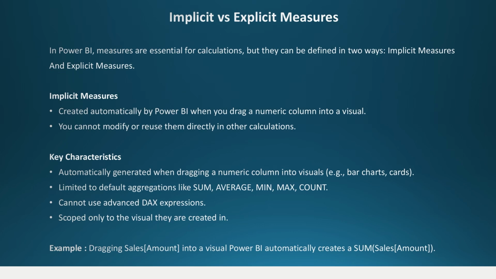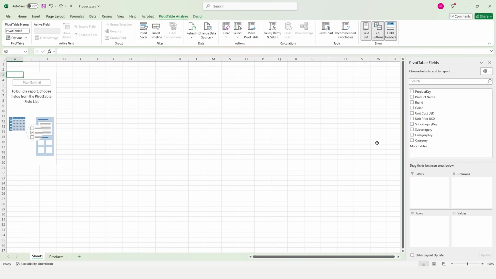In Power BI, measures are essential for calculations, we all know, but there are two ways the measures can be defined: implicit measures and explicit measures. Implicit measures are created automatically by Power BI whenever you drag a numeric column into a particular visual. Something like you would have seen in a pivot table as well, right?